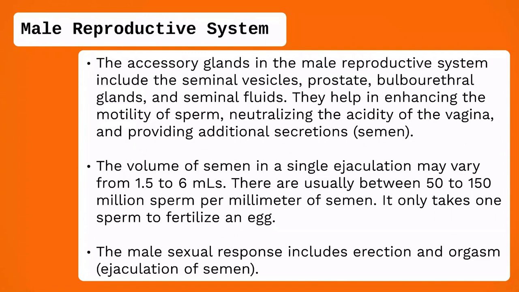The accessory glands in the male reproductive system include the seminal vesicles, the prostate, the bulbourethral glands, and the seminal fluids. They help in enhancing the motility of sperm, neutralizing the acidity of the vagina, and providing additional secretions or semen. The volume of semen in a single ejaculation may vary from 1.5 to 6 milliliters, and there are usually between 50 to 150 million sperm per milliliter of semen. It only takes 1 sperm out of all of these to fertilize an egg. The male sexual response includes erection as well as orgasm, or the ejaculation of semen.